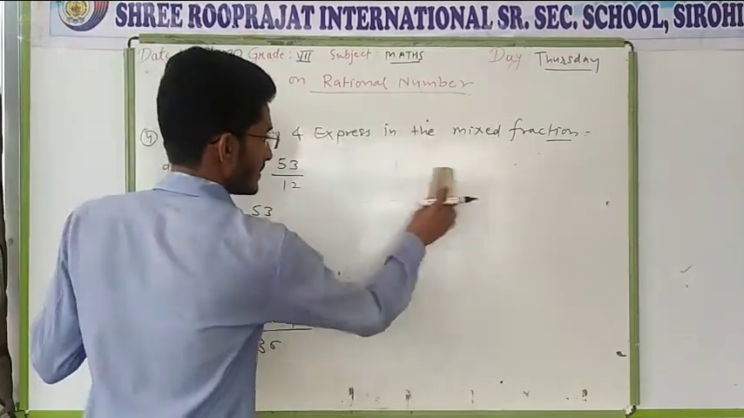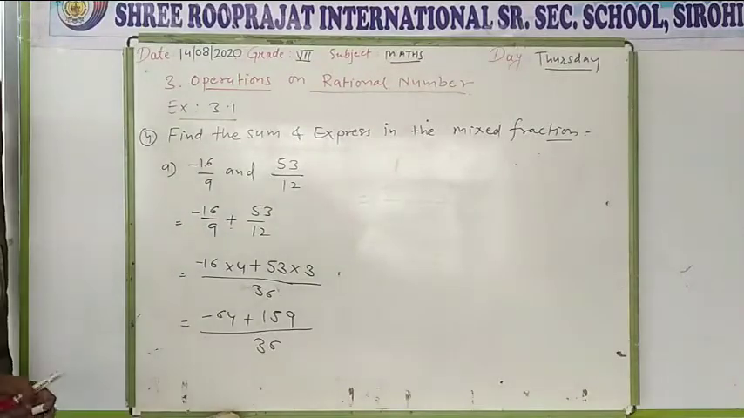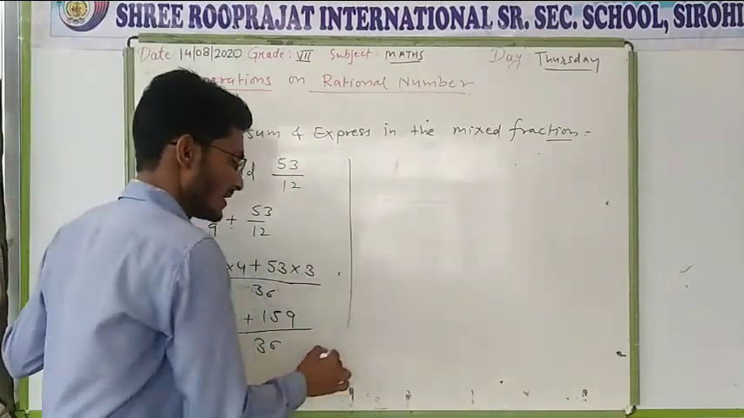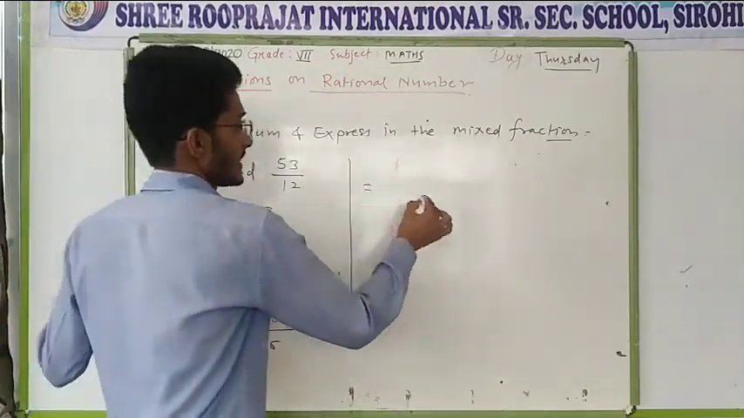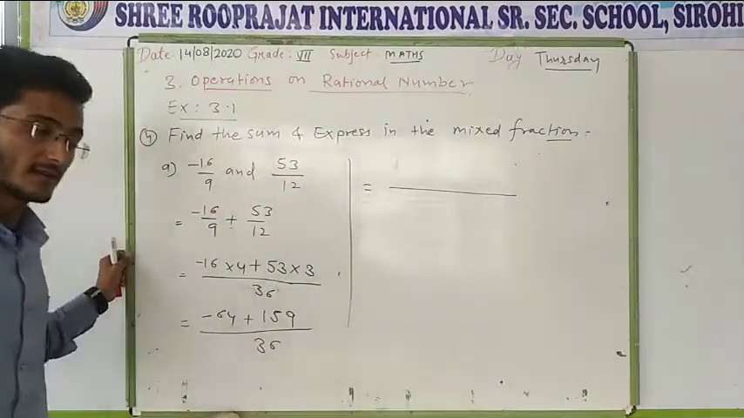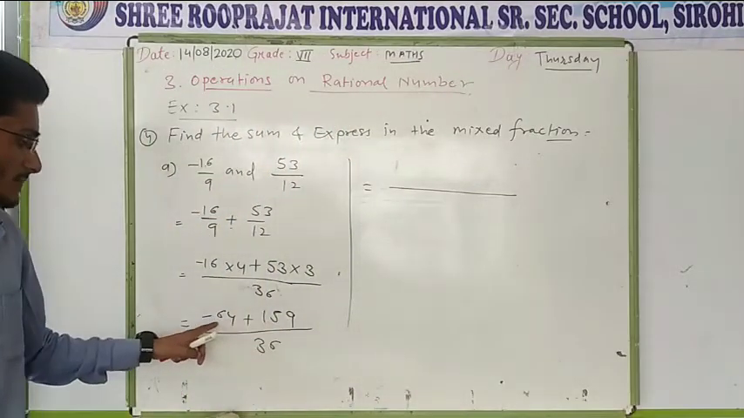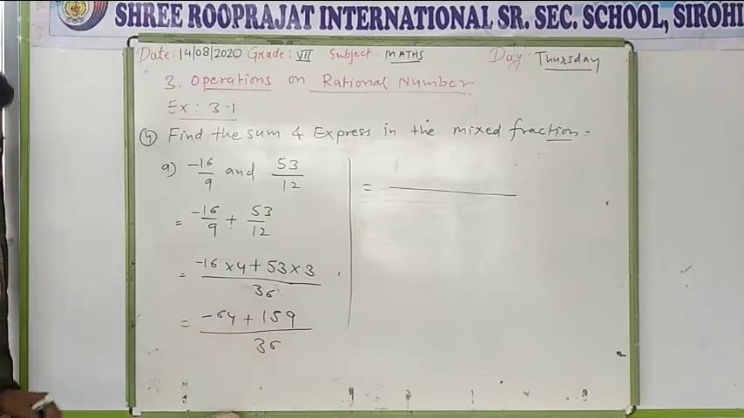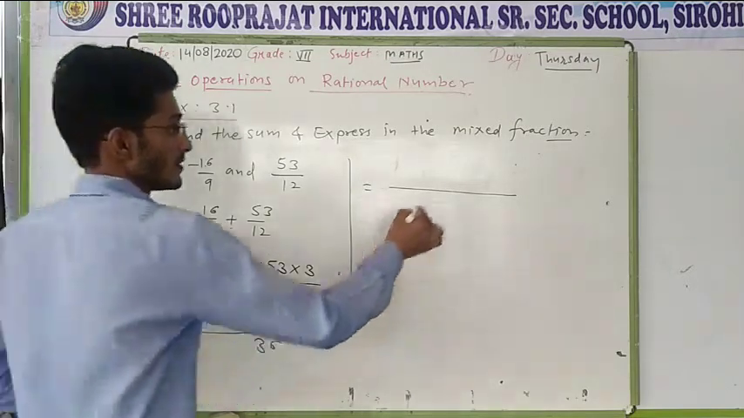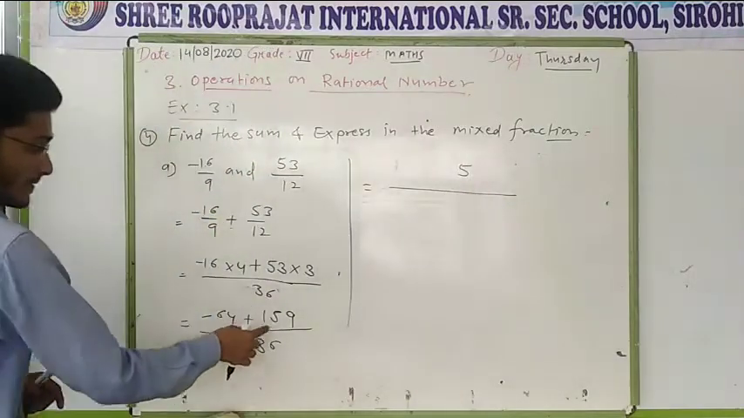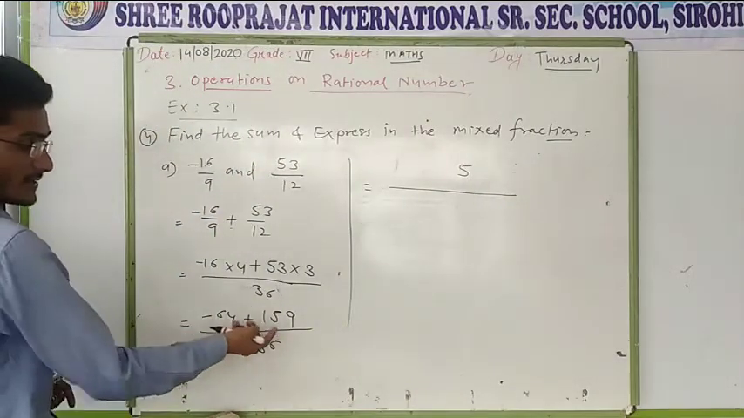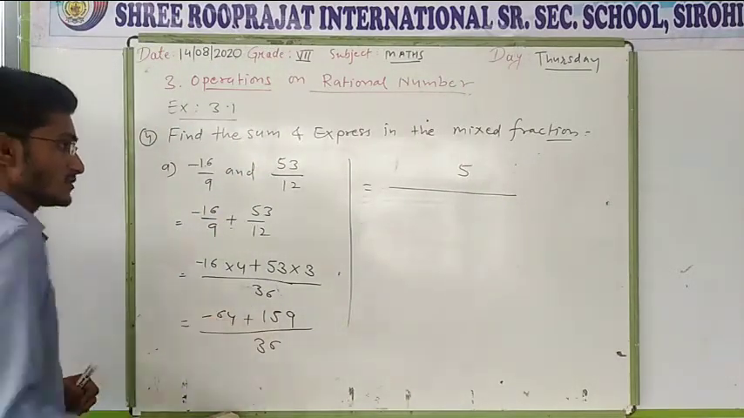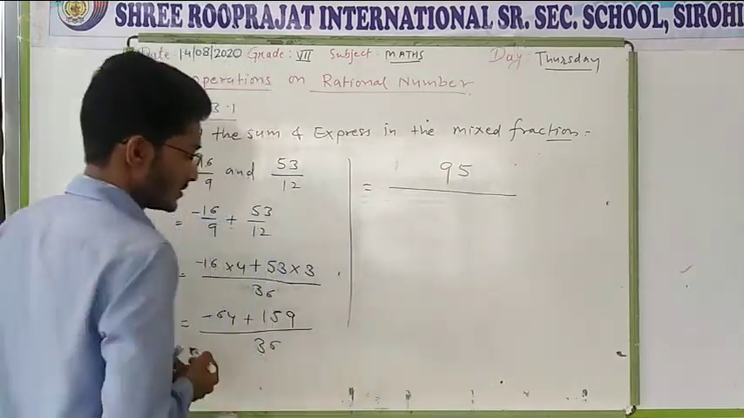So now you have to solve the upper part, that means the numerator part. If both have the same sign, you have to add; if different, then you have to subtract the smaller from the greater one. So 159 and minus 64, both are different, you have to subtract. So 159 minus 64, 9 minus 4, you will get 5. 5 minus 6 is not subtractable, so you take a borrow. So 15 minus 6, you will get 9. So 95 by 36.